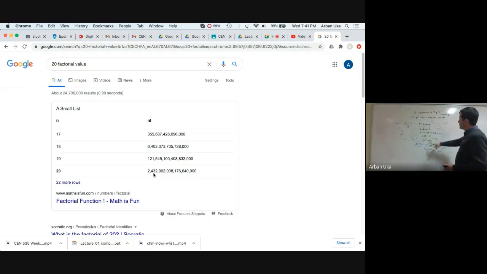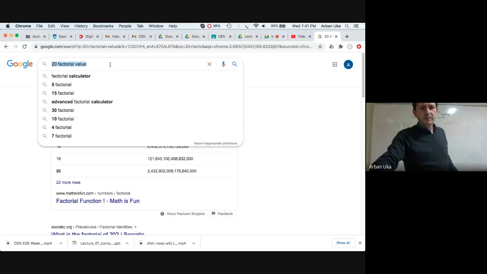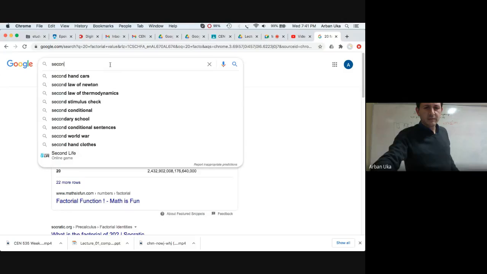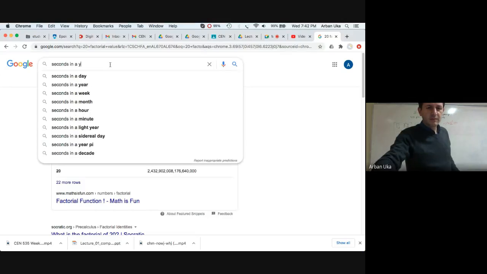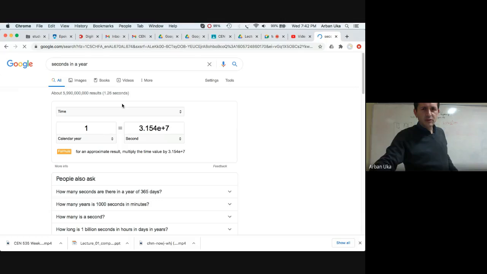So 20 factorial times 21 up to 30. This itself is 10 to the power 18. Okay, 10 to the power 18. Now, what is this? Let me think for a moment. These are seconds, and we can find how many seconds are in a year. I think it's something like 10 to the power 13, but I'm not sure.